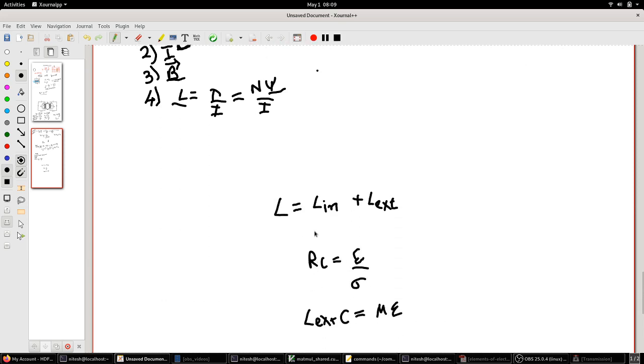So we break up the inductance into two types.